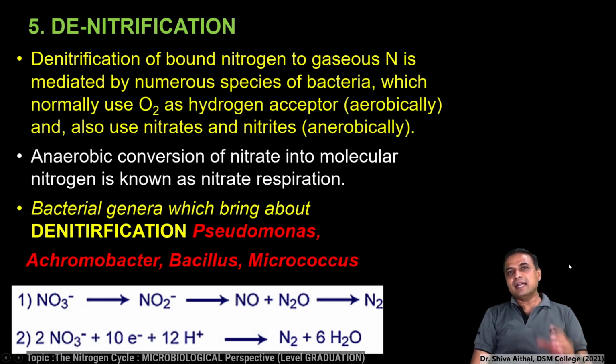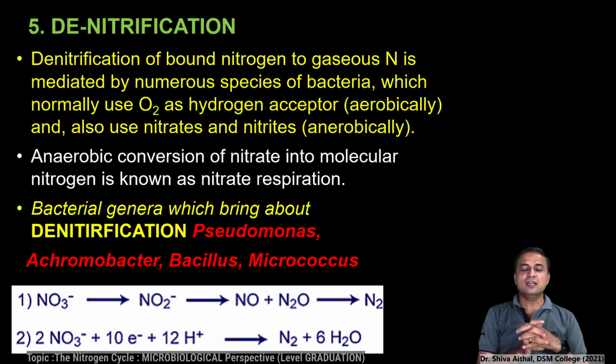Denitrification of the bound nitrogen to gaseous nitrogen is also carried out by many bacteria. There are certain denitrifiers, a group of bacteria, which normally utilize oxygen as hydrogen acceptor in aerobic conditions, whereas they use nitrites and nitrates in anaerobic conditions. Anaerobic conversion of nitrate into molecular nitrogen, which is called nitrogen respiration and is a part of denitrification, is carried out by organisms like Pseudomonas. It is also carried out by Achromobacter, Bacillus, Micrococcus, etc.